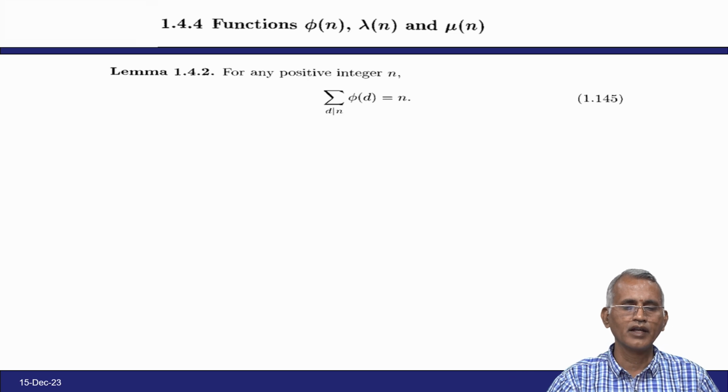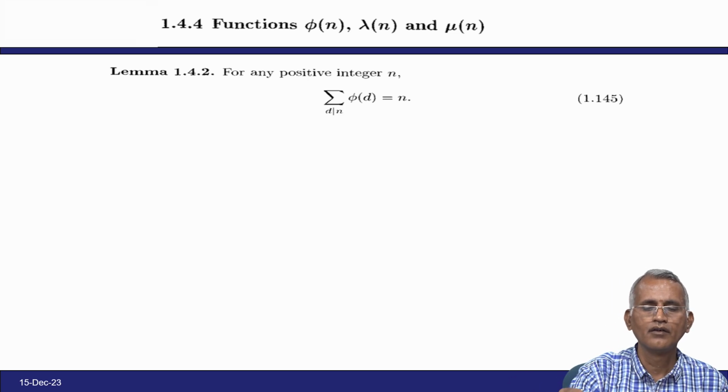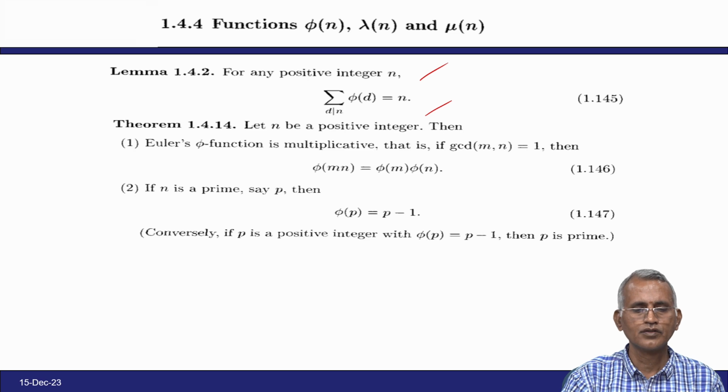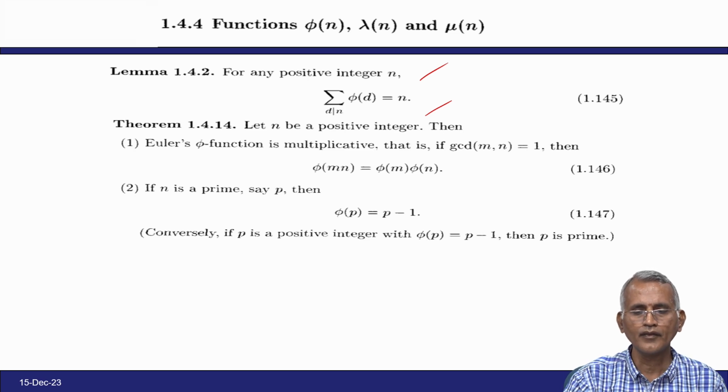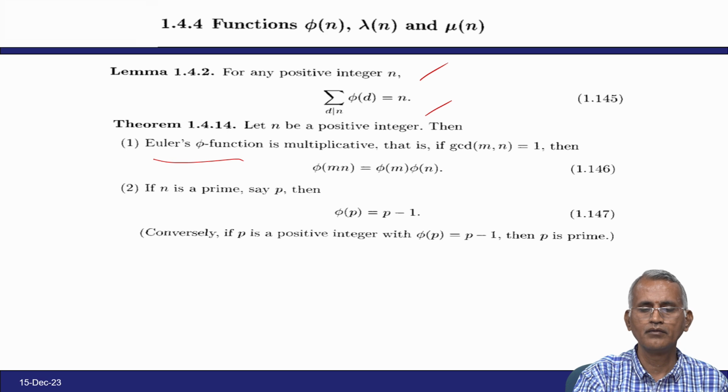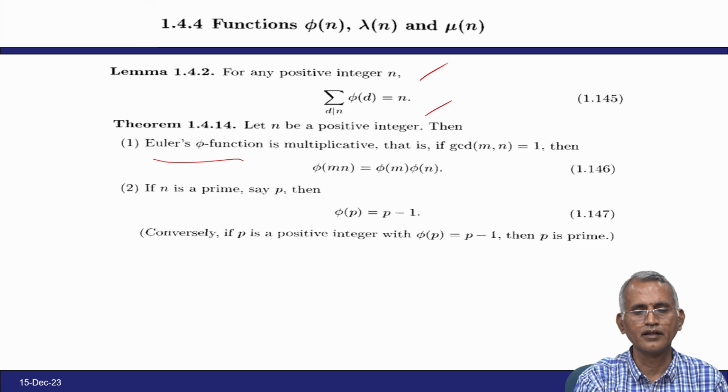Based on that we have a lemma: for any positive integer n, the summation over d dividing n of phi of d equals n. So you have to find the divisors of n. Next theorem: the Euler totient function phi is multiplicative. If the GCD of m comma n is 1, then phi of mn equals phi of m into phi of n.